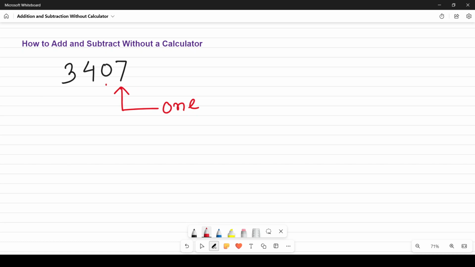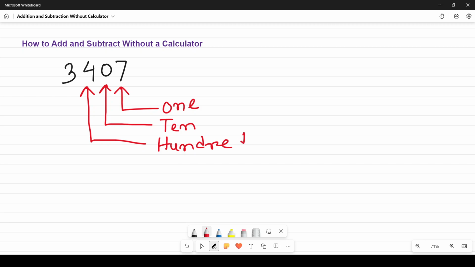Now the second position, 0, has a place value of 10. So the multiplication factor for this place is 10, and then this one is 100, and this one is obviously 1000.